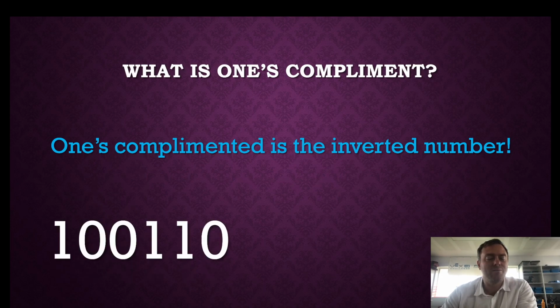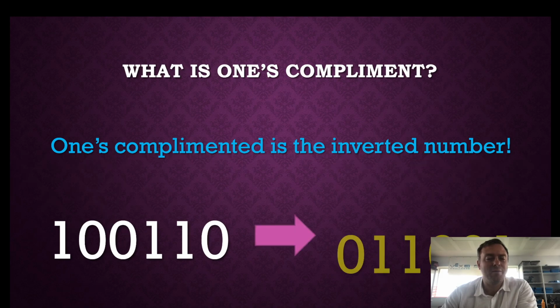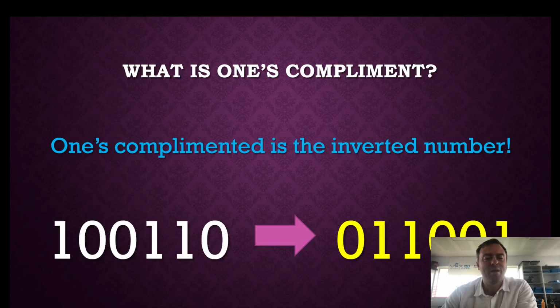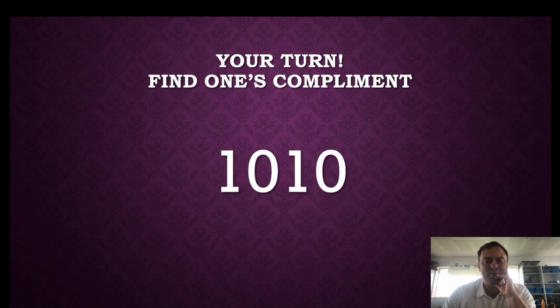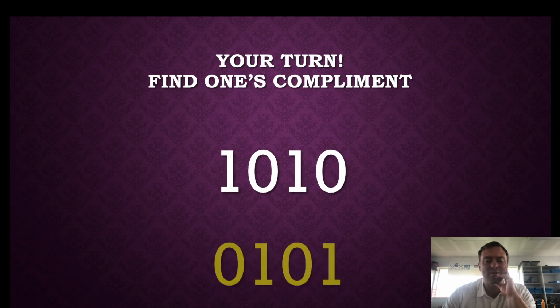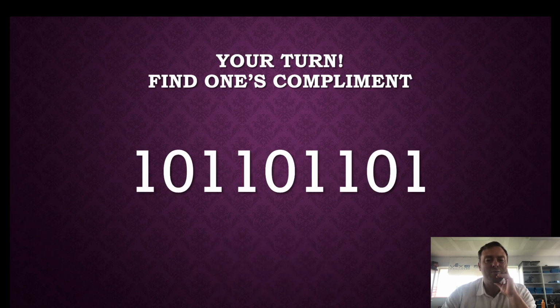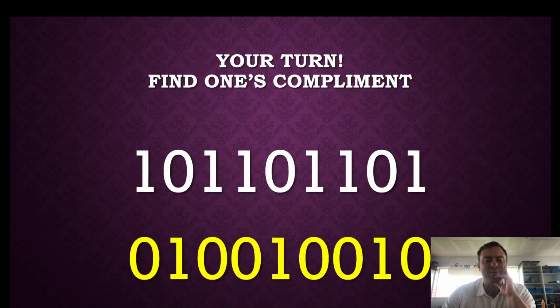So this number here, 100110. If we converted it and became 1's complement, it becomes 011001. Another way of thinking of it is you just flip the bits. So your turn, try and find the 1's complement for this one. So 000, and hopefully you found that was 111. Then 1010, if we flip the bits, you should find that 0101. 101101101 if you flip the bits, becomes 010010010, and hopefully you found that.